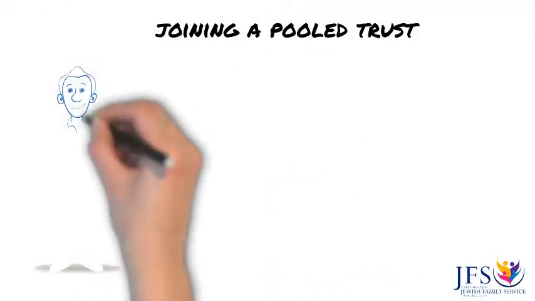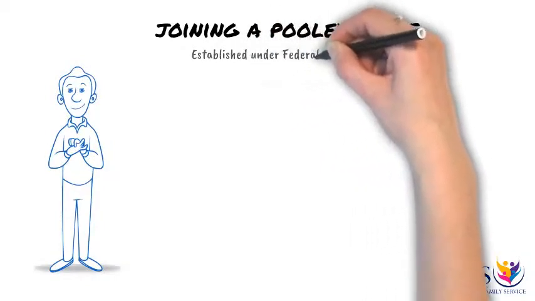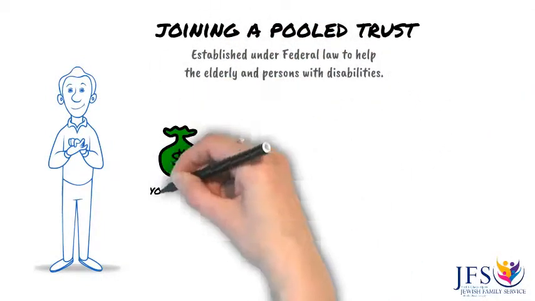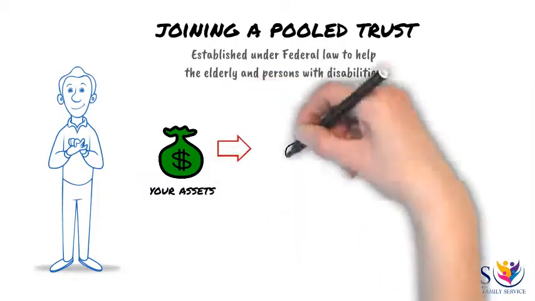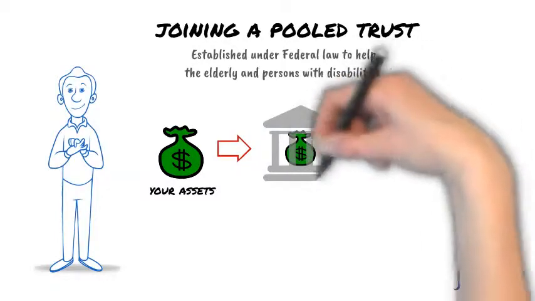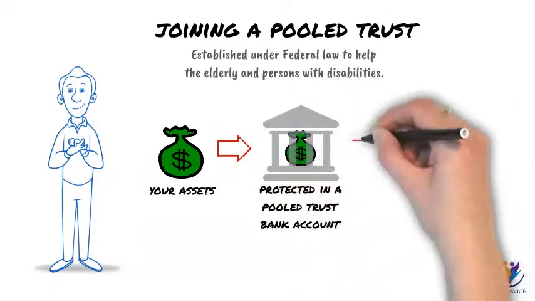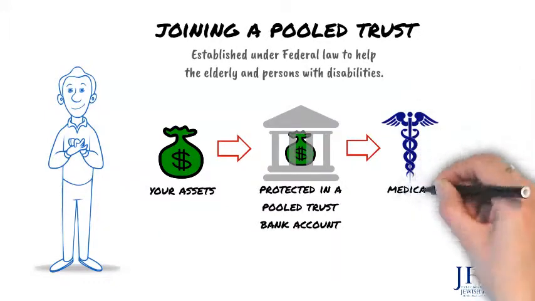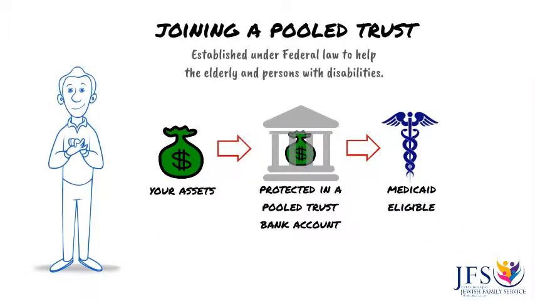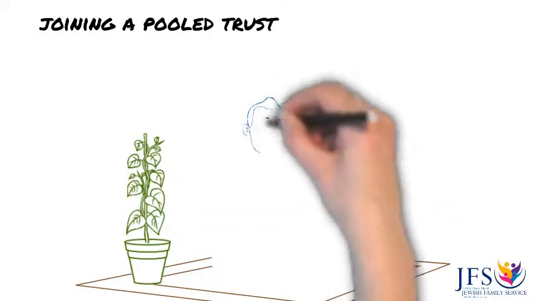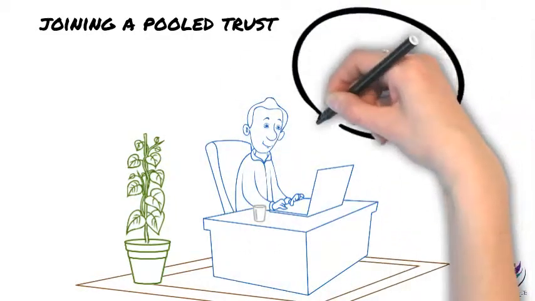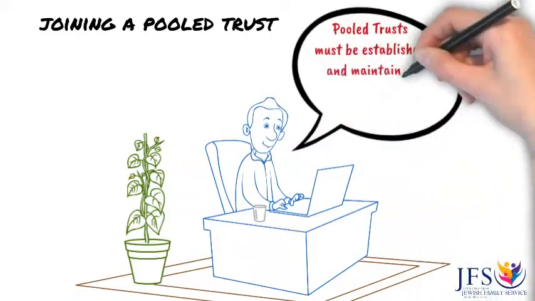Let's talk about joining a pooled trust. As you know, a pooled trust is a type of special needs trust established under federal law to help the elderly and persons with disabilities set aside and protect their assets in a pooled trust bank account in order to become eligible for public benefits like Medicaid. The law requires that pooled trusts be established and maintained by nonprofit organizations.